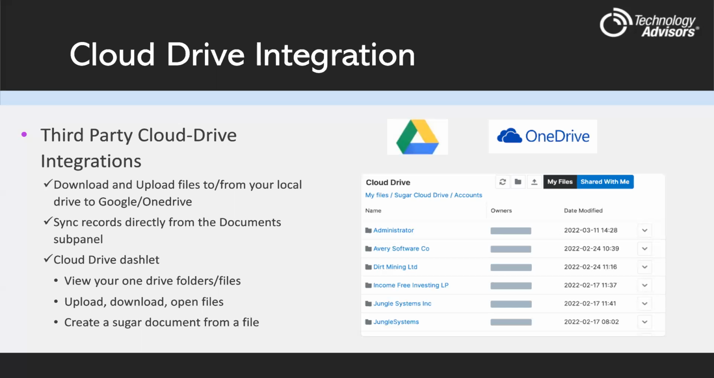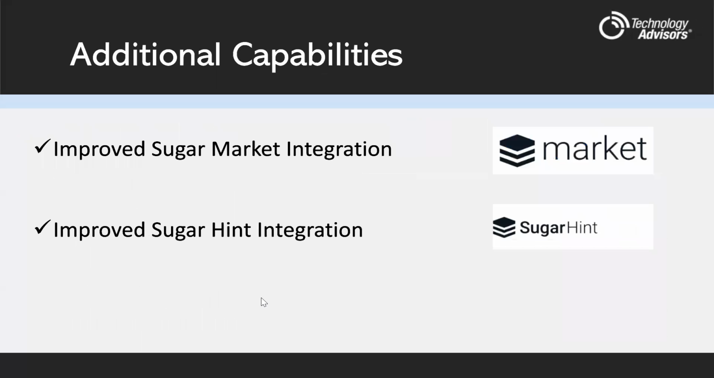Next slide, please, Andrew. And then a few additional capabilities. If you are utilizing SugarMarket, there have been 2 fields added to SugarMarket. Those 2 fields are the lead score and the interest prediction score. Andrew did show us that earlier, but that is an additional capability. And you can now sync these 2 fields between SugarMarket and your CRM as well. So that's a neat feature.